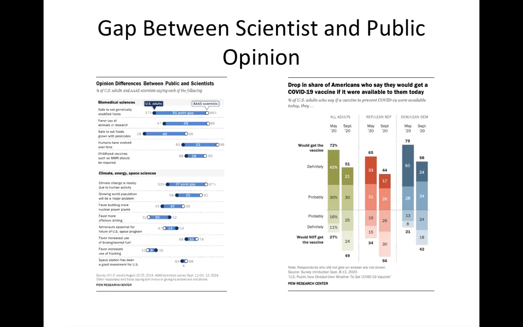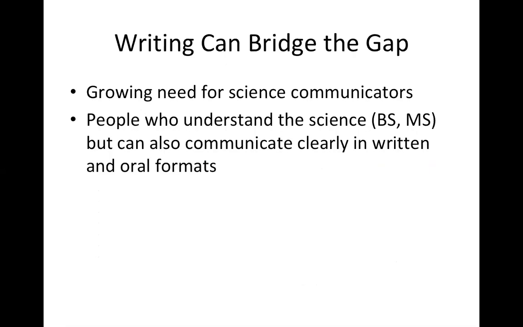And so one way that we can bridge that gap is through science communication. So we need science communicators. This is a real job. If this is something that you find yourself passionate about, this is an actual job that exists in a lot of places called science communicators. And these are people who understand the science. Usually they have a master's, but sometimes they just have a bachelor's. But they also are really good communicators, both in the written and the oral form. And they're able to take in scientific information in the form of reading papers and then synthesize them and analyze them and convey that information clearly to the general populace.